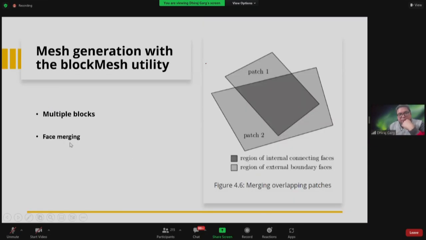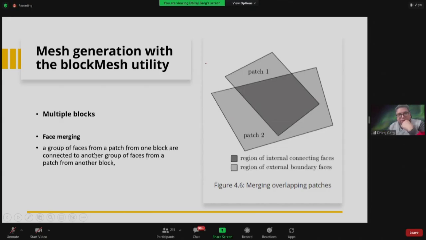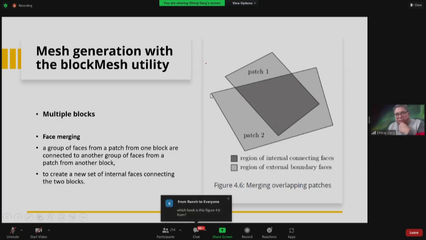Another thing that may be required is face merging. Like in this case, a group of faces from one patch of one block are connected to another to form a patch, and they create a new set of internal faces connecting the two blocks. Now when you merge these two faces, what happens? This external boundary is the new face, rather than this and this together separately.